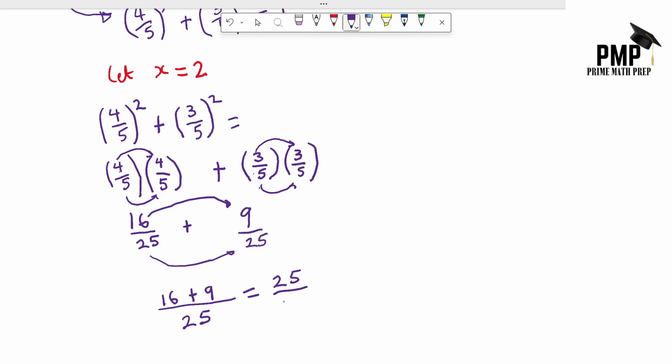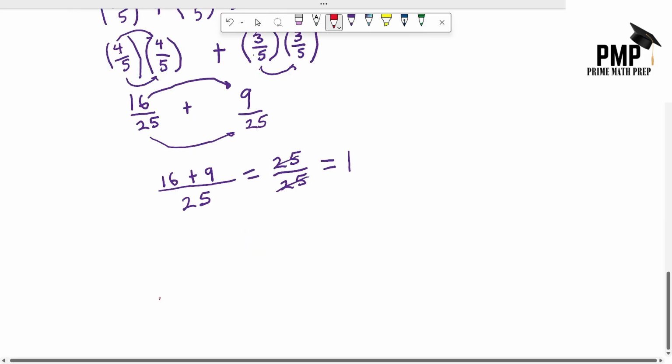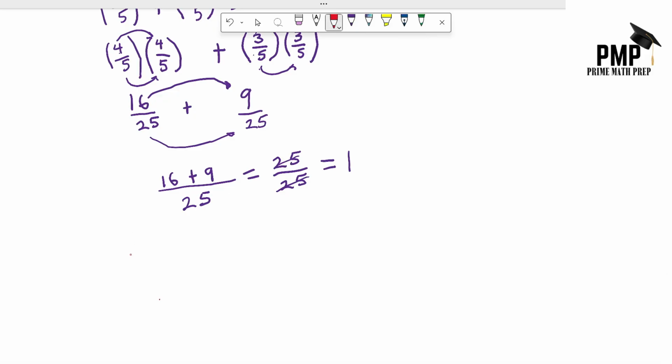25 over 25 will eventually cancel out. This will give us 1. So we can say that the solution we are looking for that will make the expression equal to 1 is 2. So for this equation, we can say that x equal to 2 works.